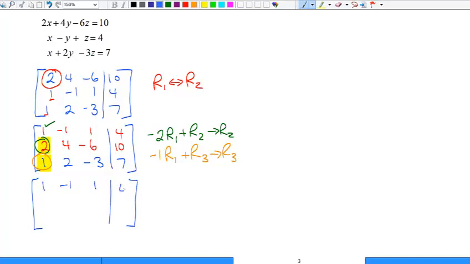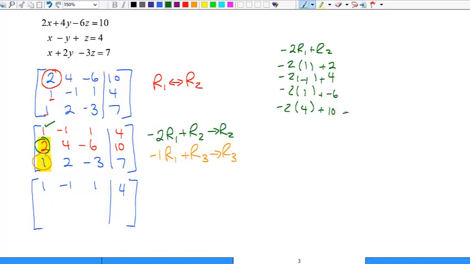So this to get zeros requires just a little bit more work. So I'm going to have to do that on the side of my paper. Notice that row 1 stays the same. So I'm going to do negative 2 times row 1 plus row 2. I'll do this one horizontally and I'll do the other one vertically. You should just pick which method you like and stick to it. Okay, negative 2 times row 1. So my row 1 is 1, negative 1, 1, and 4. Add it to row 2, which is 2, 4, negative 6, and 10.